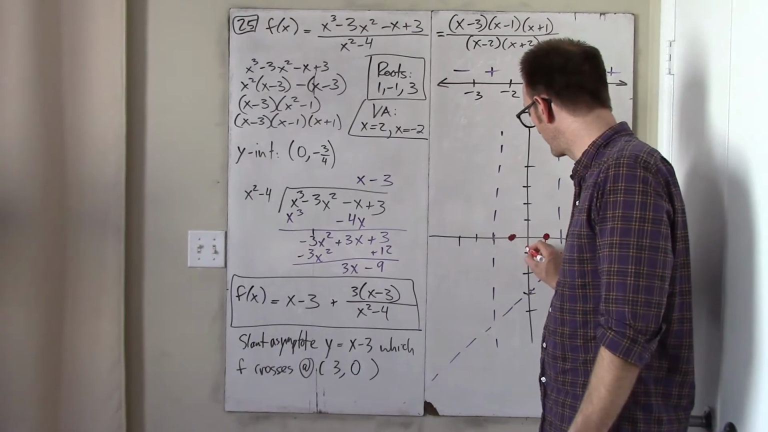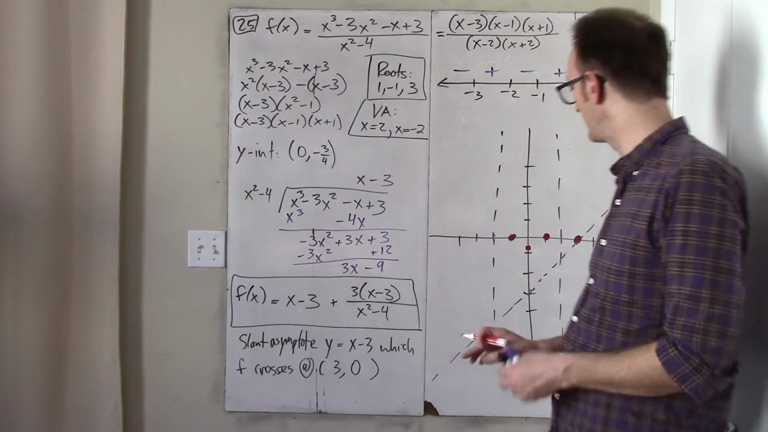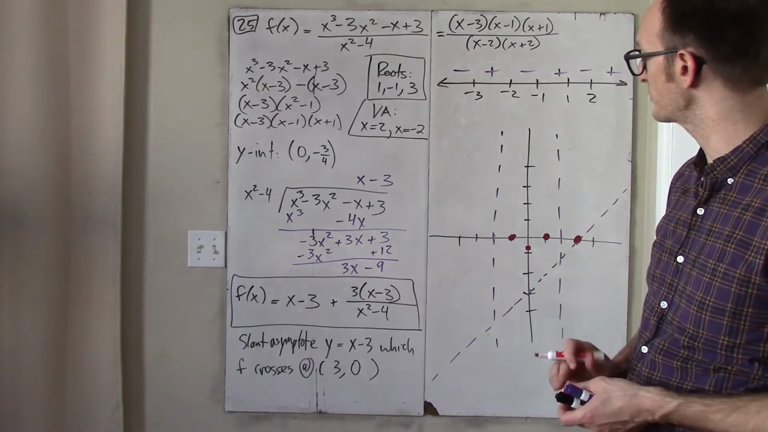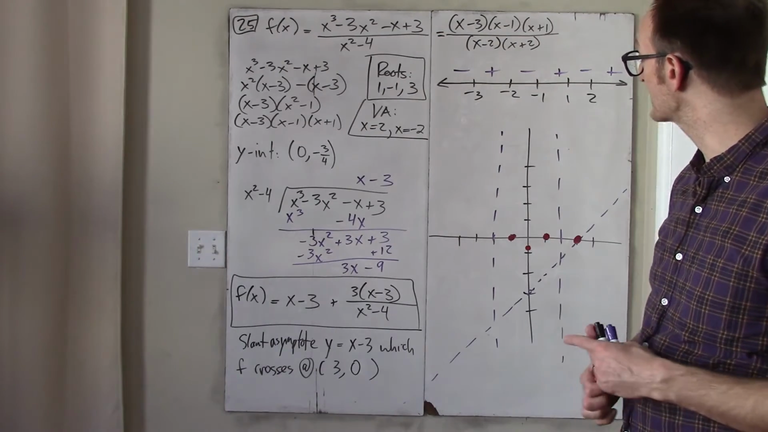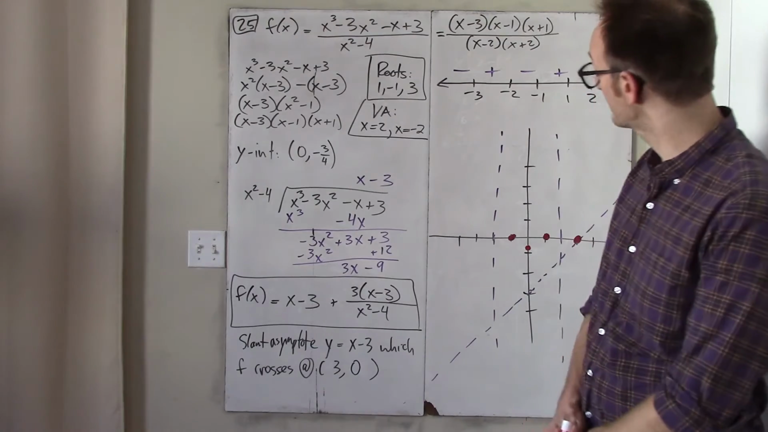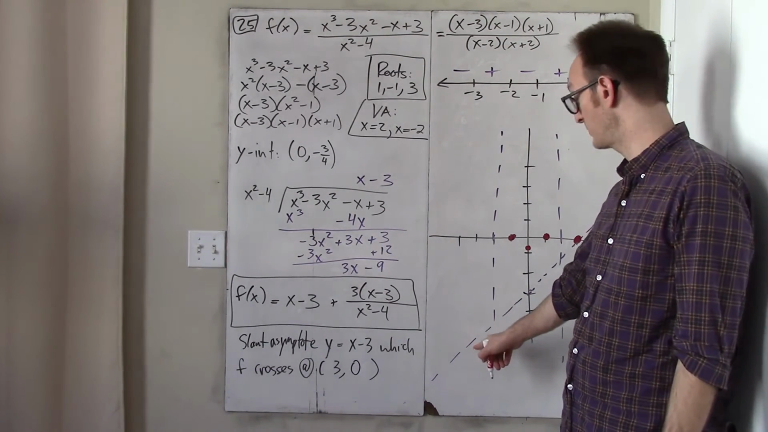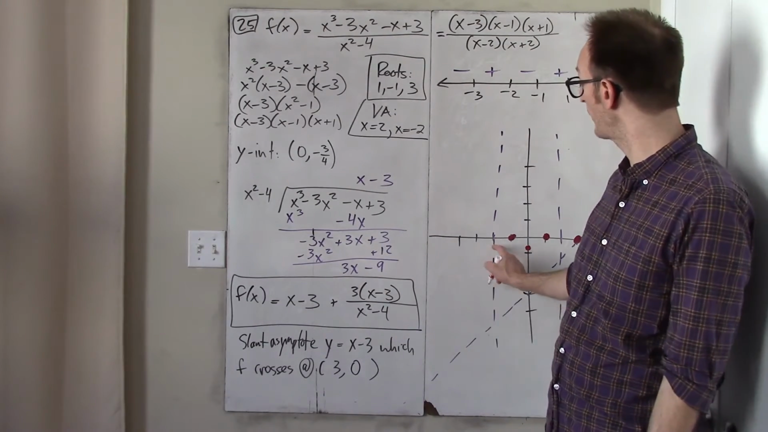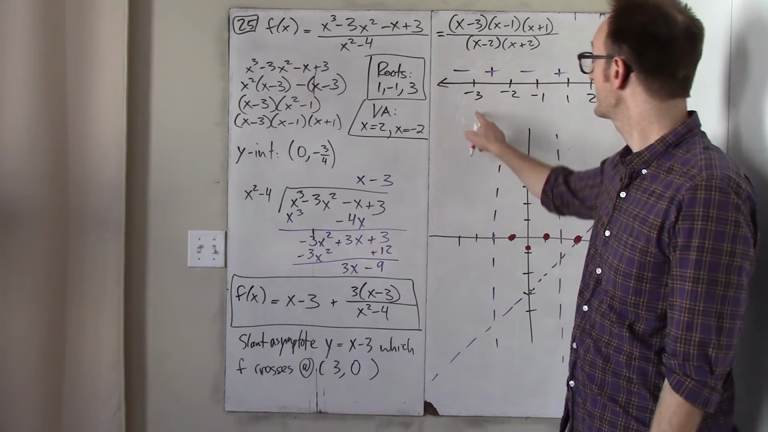Alright, and now I can just finish this problem. 0 comma negative 3/4 is my other point that I know about. That's the y-intercept. Now I just play connect the dots. I'm going to start very close to this asymptote. And what do I know? I know I stay negative all the way until negative 3.